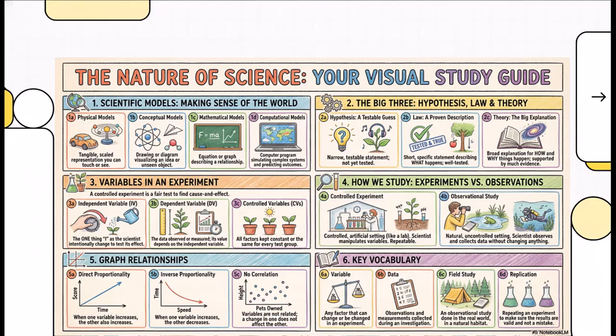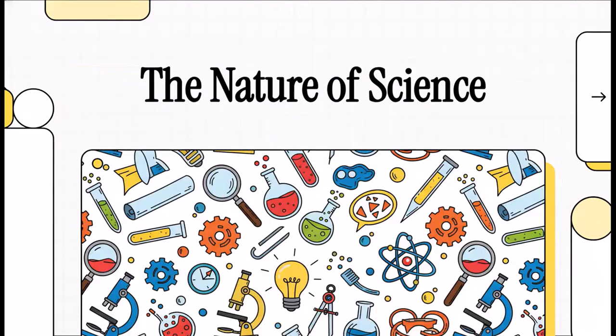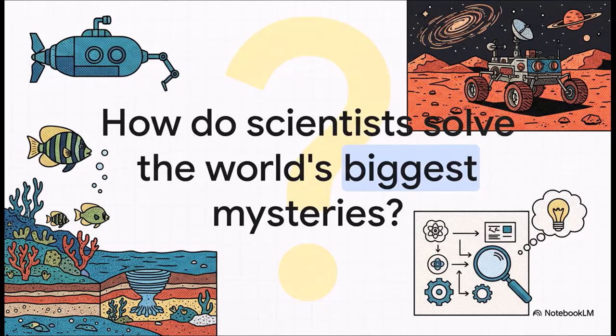Ever wanted to think like a real scientist? Well, you're in the right place. Today, we're going to build your very own scientific toolkit, piece by piece, using this awesome visual guide. I mean, seriously, how do scientists figure out what's happening at the bottom of the ocean, or how to land a rover on another planet? It's not magic, I promise. It's actually a way of thinking that anyone, and I mean anyone, can learn.